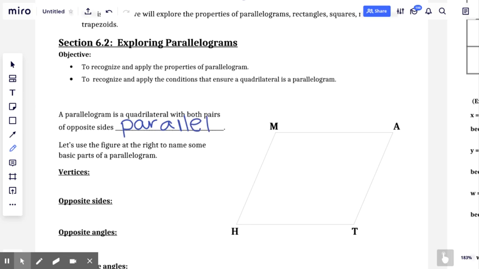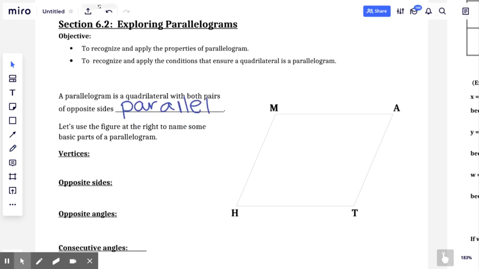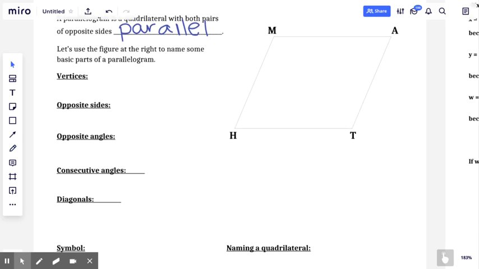Okay, there we go. So we're going to use this figure to the right to label some of the main parts of a parallelogram. First of all, the vertices are basically just the corners of the shape. So M, A, T, and H, those would be considered the vertices.